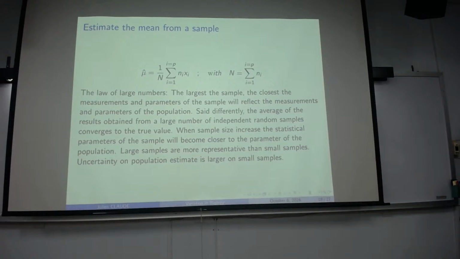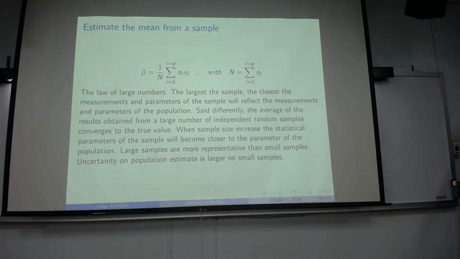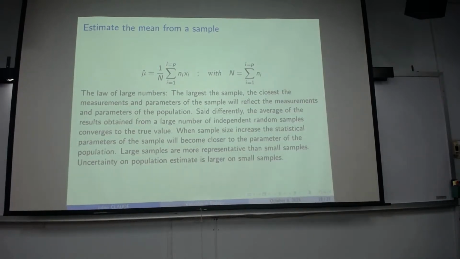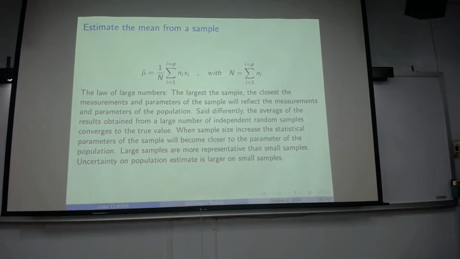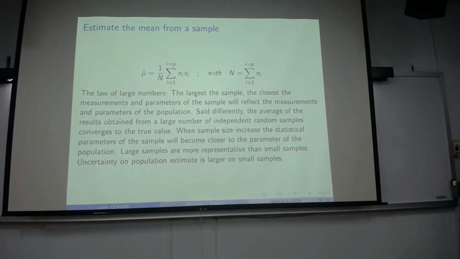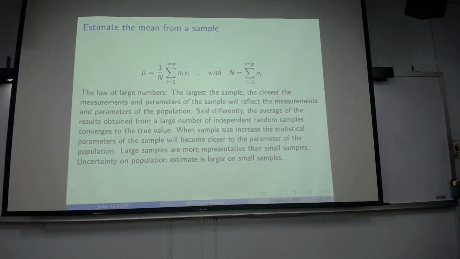If you have a small sample, you will make a bigger error when you estimate the property of the population. So imagine that we look at the mean, the average results obtained from a large number of random samples will converge to the true value, the value of the population. When sample size is decreasing, you will lose precision. You will be less accurate.